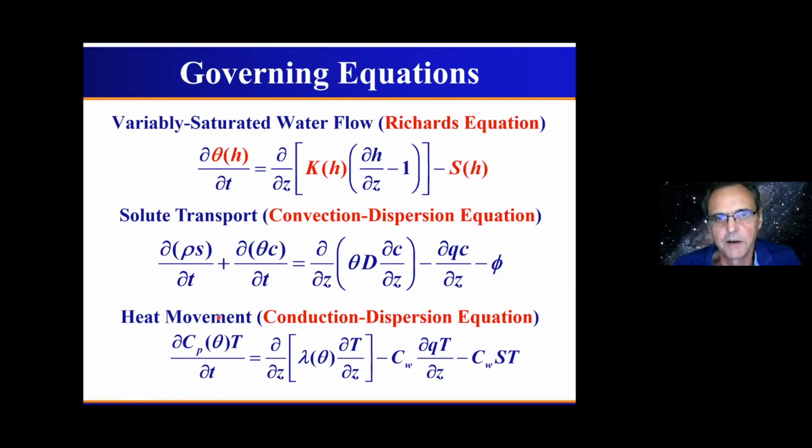So the models are based on three main partial differential equations, which I list here in their one-dimensional form. The first one is the so-called Richards equation, and it's an equation which describes variably saturated water flow. This equation is highly nonlinear, and that's why we need these numerical models to be able to solve it.